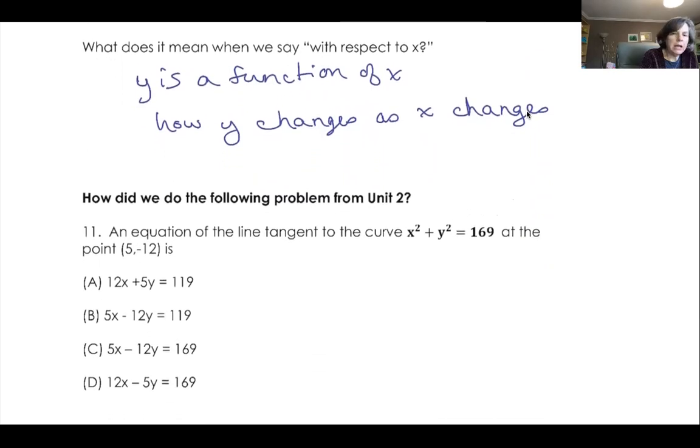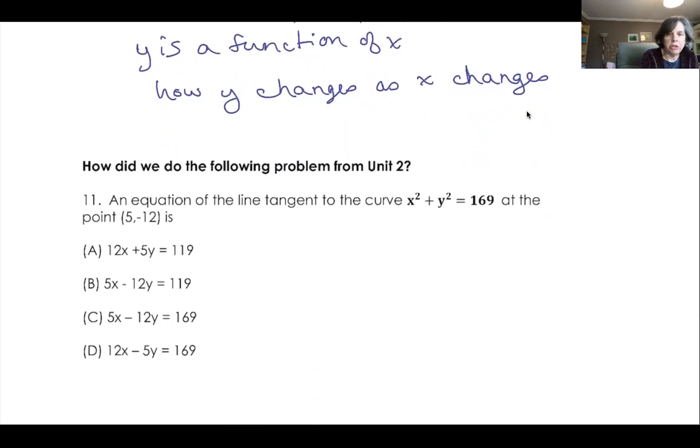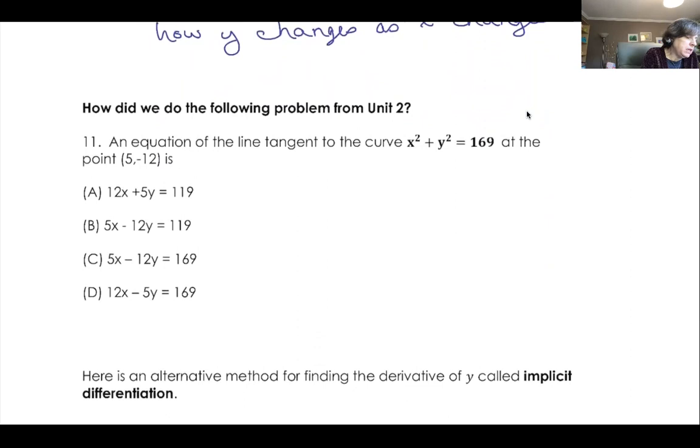We're going to first of all look at how we did this problem from Unit 2, and then we're going to show you the new way called implicit differentiation, and hopefully you'll see it's a lot easier. You were asked to find the equation of a line tangent to this curve, which is a circle, x squared plus y squared equals 169. So that is a circle centered at the origin with radius 13. And the point 5, negative 12 is right here. And so we're looking for the equation of that tangent line.